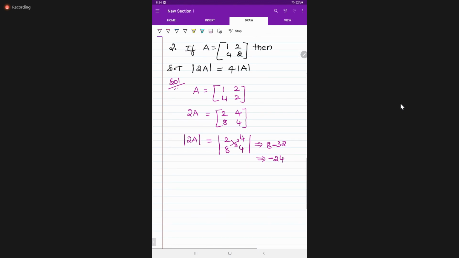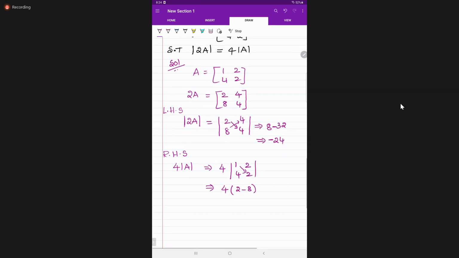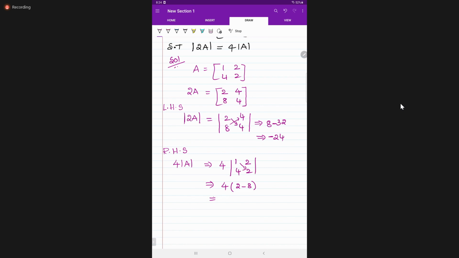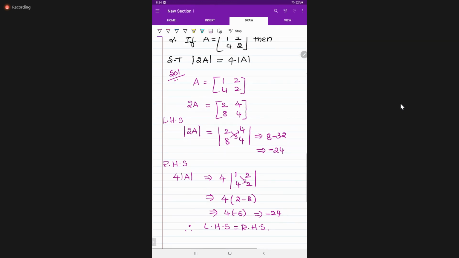What about RHS? Take RHS, which is 4 into det of A. What is det of A? Det of [1, 4; 2, 4] is 4 minus 8, which is minus 4. So 4 into minus 4 equal to minus 16. Therefore, LHS is equal to RHS. Okay, very good. Students, understood all of you? Is there any doubt? No, ma'am.